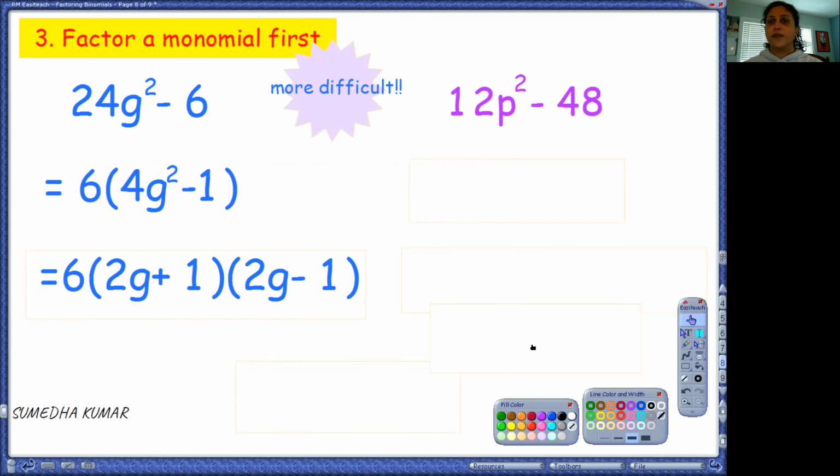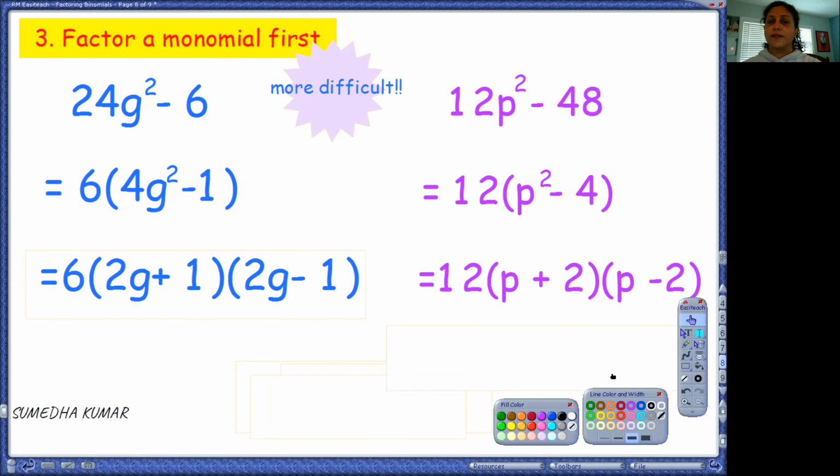See if you can try this. I know you can't see it. I'm going to move my picture here. And it's 12p squared minus 48, which if you factor out what is common, which is 12, then p squared minus 4 is a difference of squares. And so it becomes 12 times p plus 2 times p minus 2.